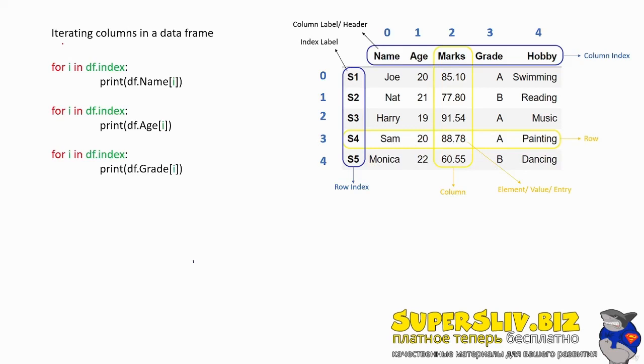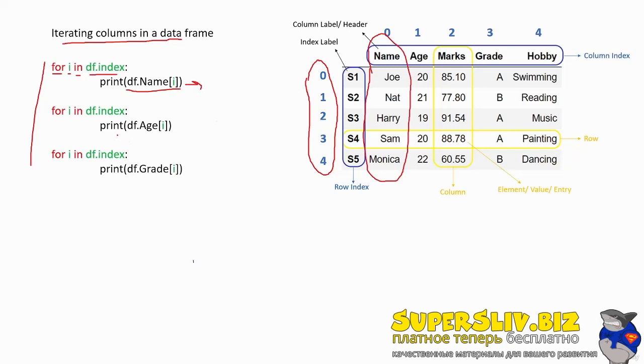Now let us see how to iterate columns in a data frame. For that we have to use a for loop. Now let us take a look at these examples. Here I have used the for keyword, then a variable, then the in keyword. Here the iterable is df.index. So the iterable will be these values. Then df, and the column name within the square brackets, i. Now this will iterate this column and this will iterate the age column. Finally this will iterate the grade column.